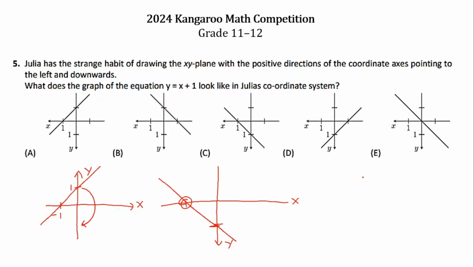Alright. So the positive part of the x-axis is now here. The graph still passes through this point, but the other point is here already. Alright, so this is what we are looking for, and that is option D.